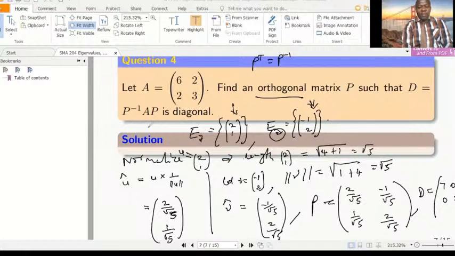Now, if you wanted to find the inverse of this matrix, since it's an orthogonal matrix, the transpose of this would just be the same as the inverse. You arrange this row as the first column, and then this row as the second column. So that would be P inverse. But the question wanted us to find P and D, and that's what we have just done.